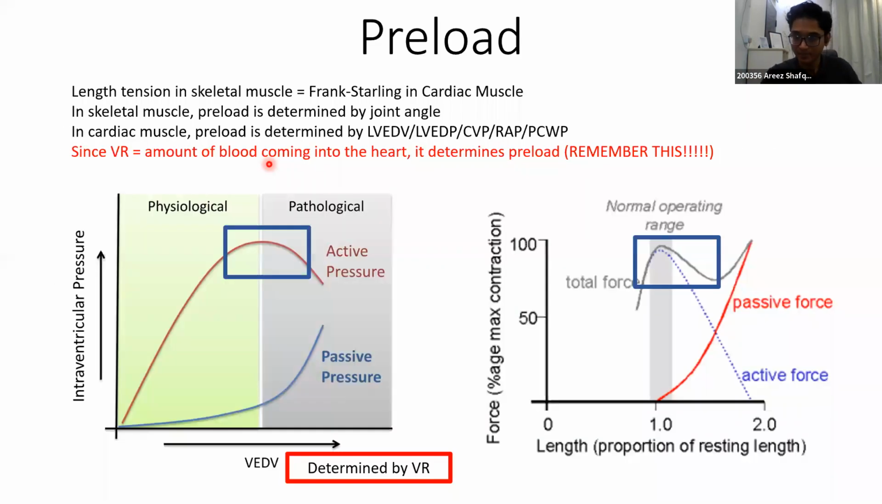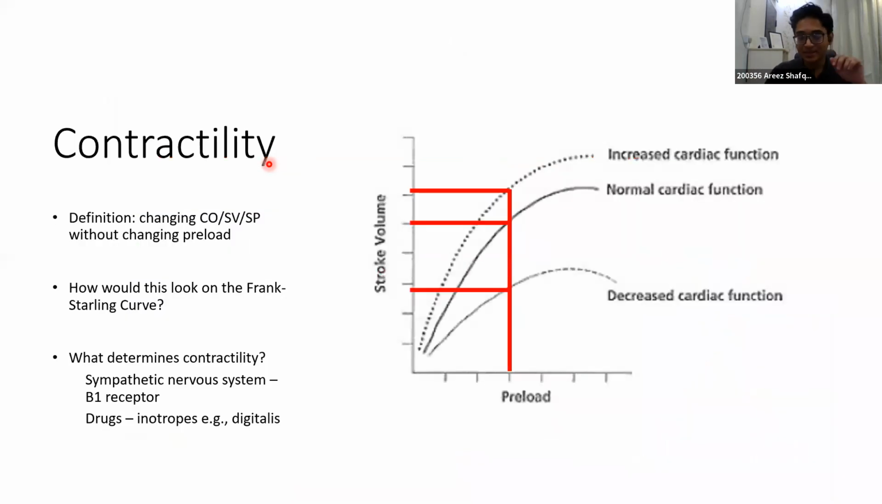Now, that's preload. We've done preload, okay? We said that three factors alter stroke volume: preload, contractility, and afterload, CAP. We've discussed preload, and you need to know that the more it stretches, the more contraction you have. This is called Frank-Starling. Preload is determined by venous return. That's all you need to know for preload, okay? Now, let's move on to contractility.